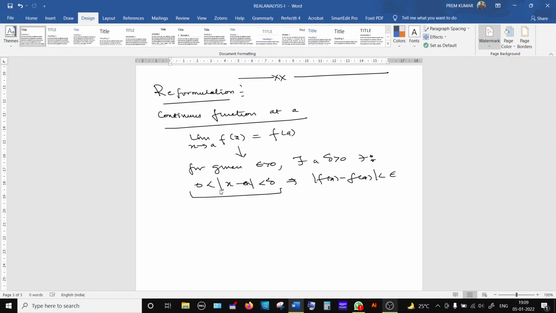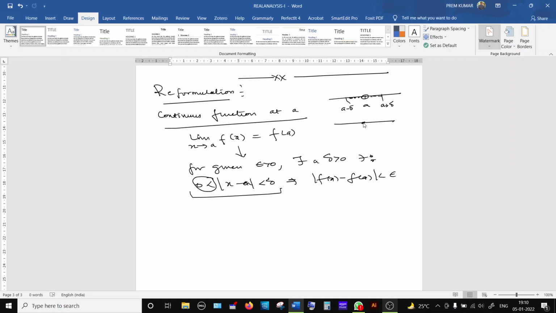What is the meaning of this? It is the set of all points whose center is A, where this is A plus delta and this is A minus delta. If you expand this, it is all points inside this interval except the point A. If A is also considered, then we can remove this part. So this definition holds even if x is not only close to A but equal to A.